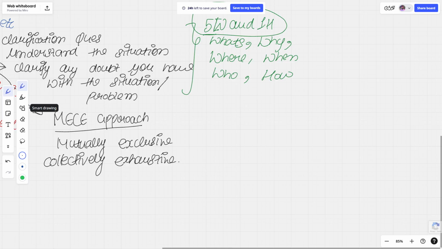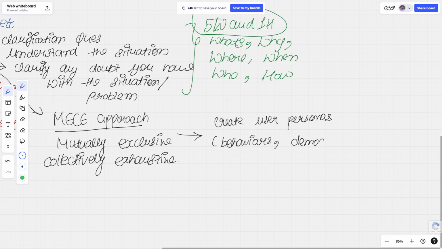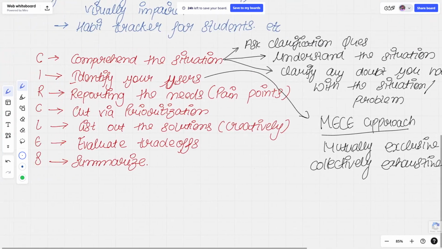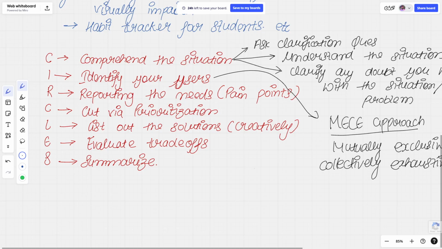So we were at the segmenting part. How can we do the segmenting? We have to create user personas. It could be anything, whatever you think about, or for the basic thing, we can ask about the user behaviors or their demographics. It could be anything. Let's talk about reporting the user pain points.